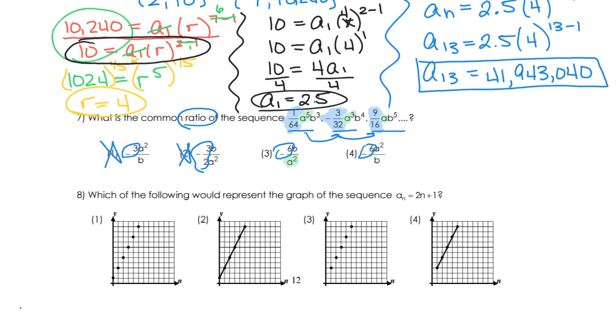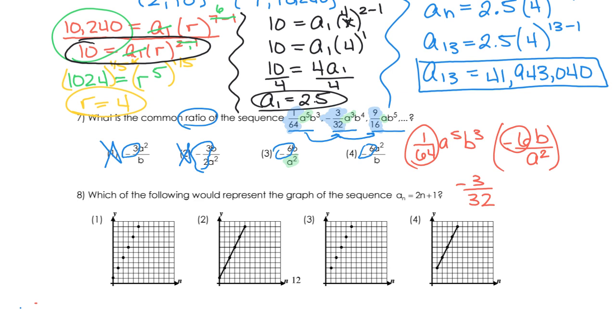So now we'll just show you to make sure you know how to find it. If I take 1/64, a to the 5th, b cubed, and I multiply by -6b over a squared, my 1/64 times my -6 is going to give me -3 over 32, which is what I need. A to the 5th divided by a to the 2nd is really a to the 5th on top and a to the 2nd on the bottom, which will give you a to the 3rd.